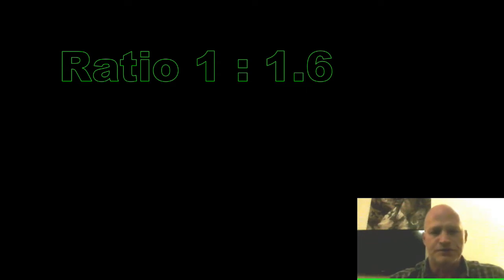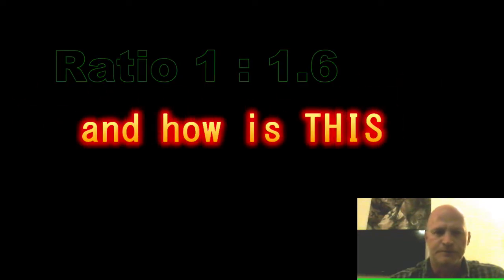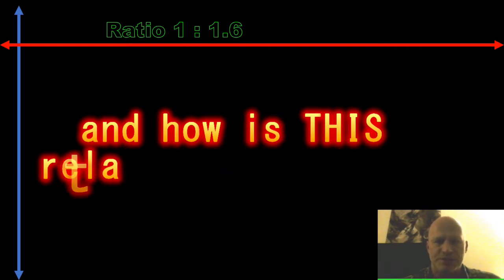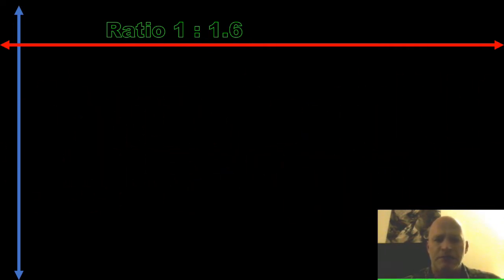Have you ever seen this? Does the ratio of 1 to 1.6 look familiar to you? Well, the screen that you're looking at right now is at a ratio of 1 to 1.6. The blue line will indicate the measure 1, while the red line will indicate the measure 1.6.